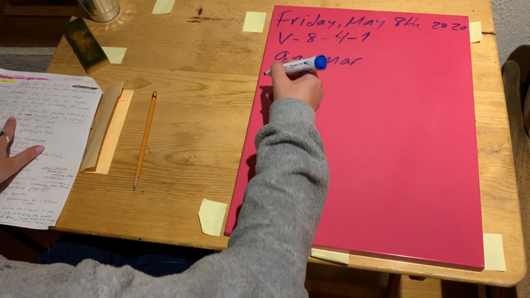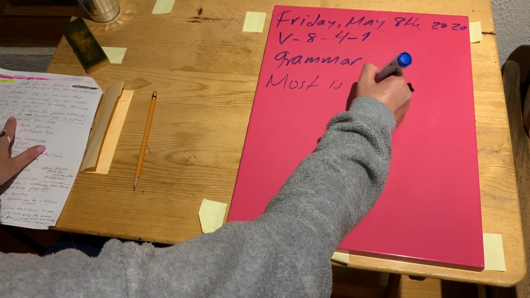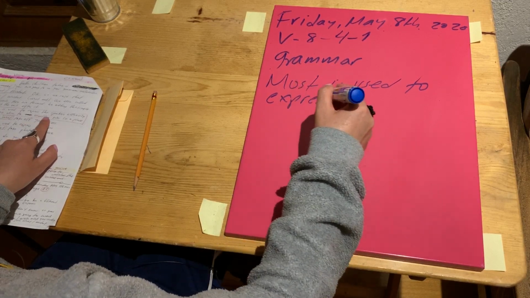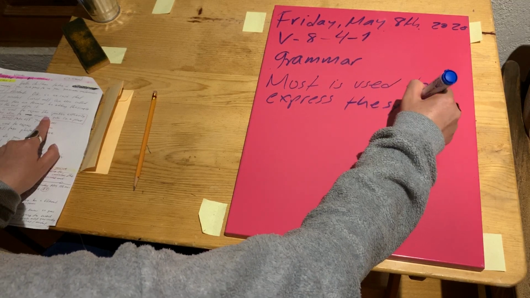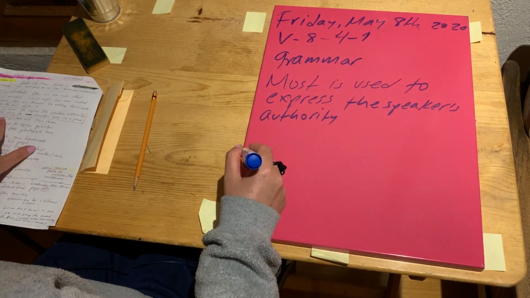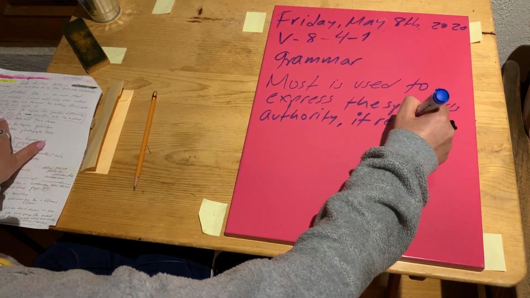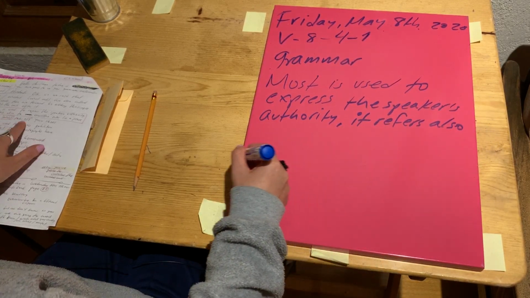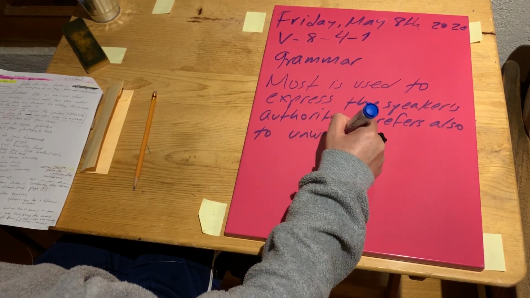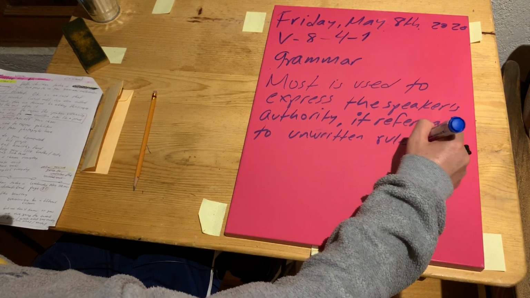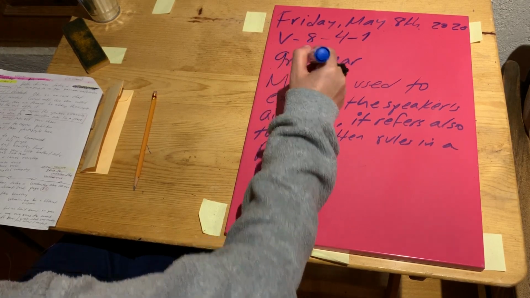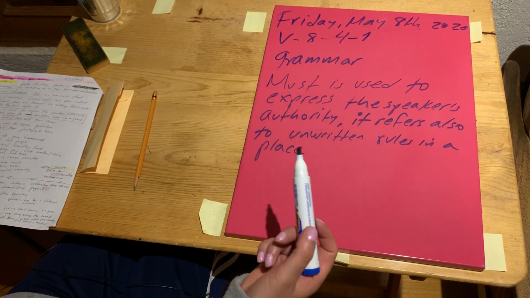Okay, so must is used. Must is used to express the speaker's authority. It refers also to unwritten rules in a place. Okay, so must is used to express the speaker's authority.